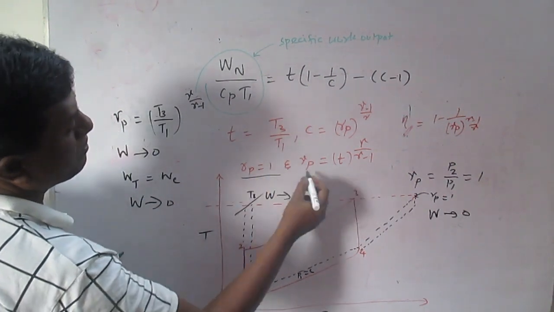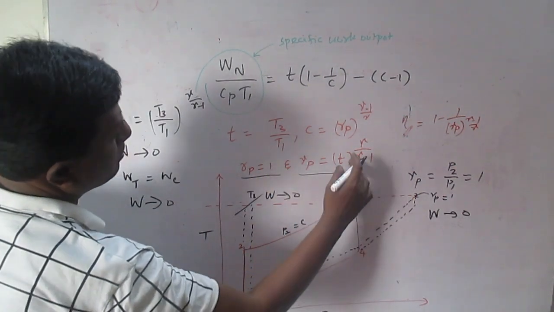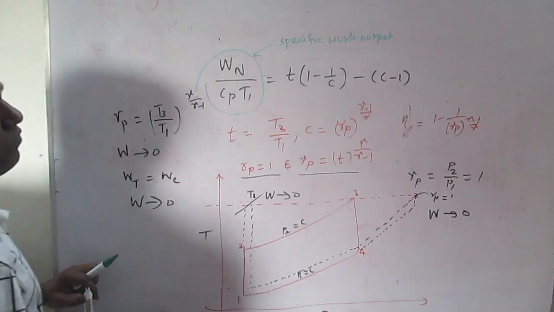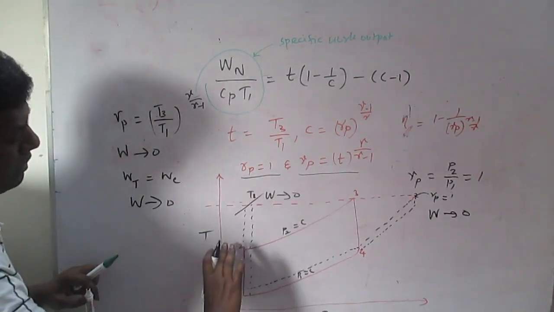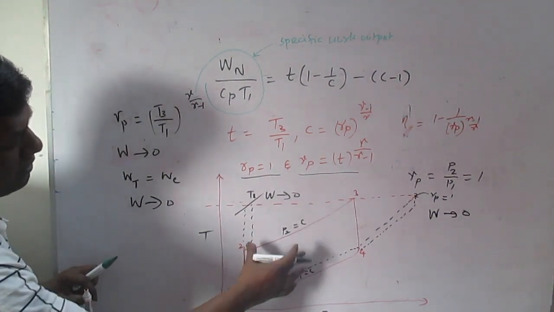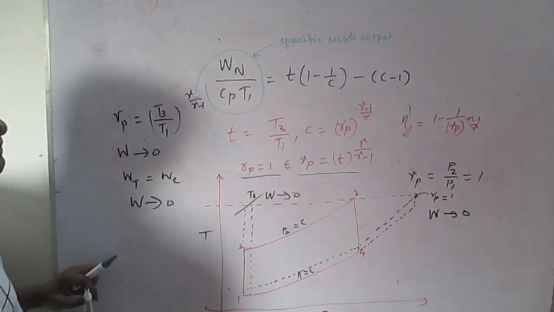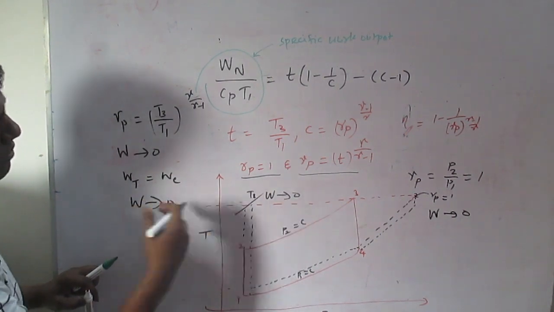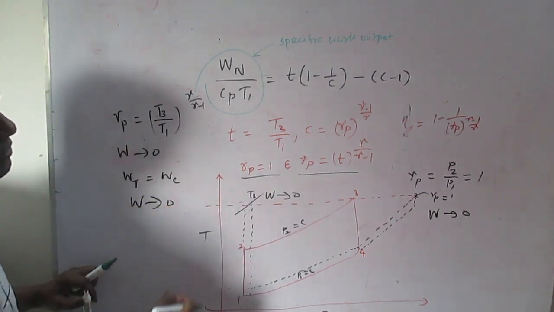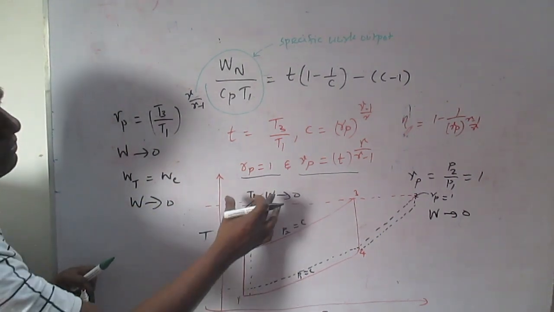When RP equals 1, and when RP equals T to the power gamma by gamma minus 1, what happens? That means our performance of the gas turbine cycle differs, and that is how we are achieving the work done equal to 0. That is what we have to understand.